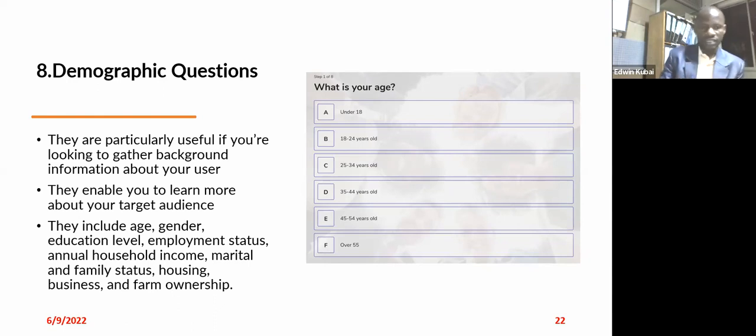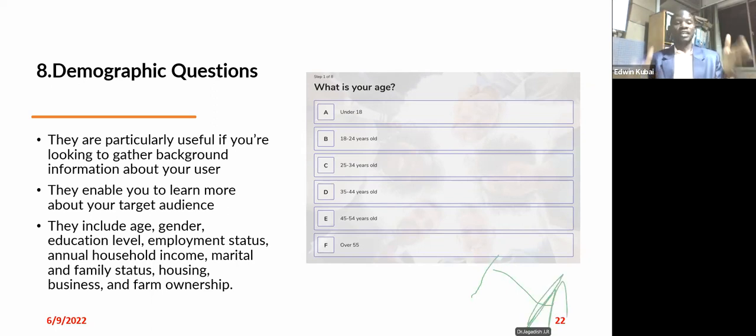They include age, gender, education level, employment status, annual household income, marital family status, housing, business, farm ownership, and so on. When you are designing a questionnaire, you must have that information to find out which kind of audience or sample you are dealing with, and some of the characteristics of these people, so that you know their age bracket. That age bracket may inform you in terms of their study how to handle the situation. What is their employment status? What is their gender and so on? Those are very, very important, and you must put those factors into consideration.